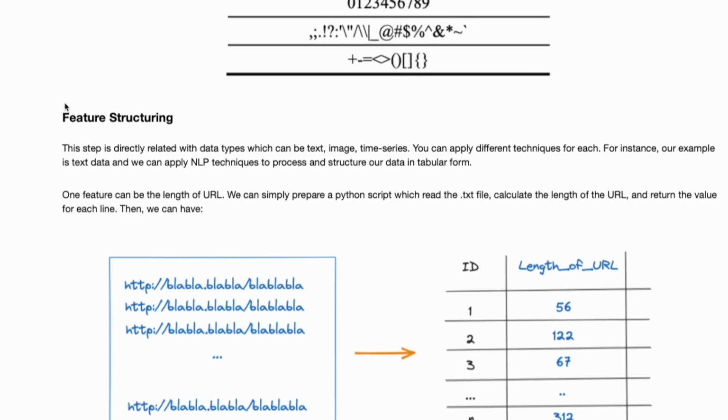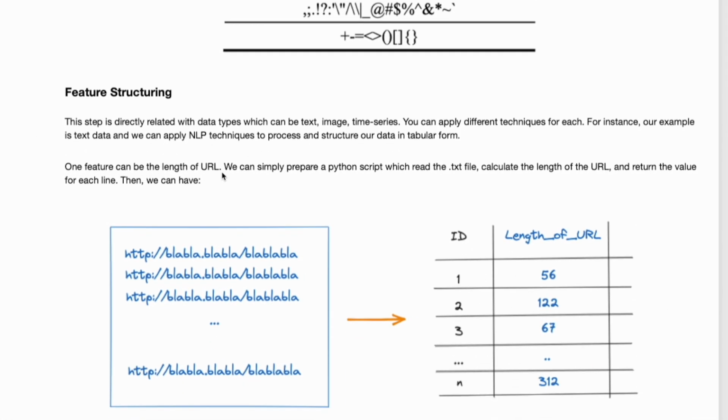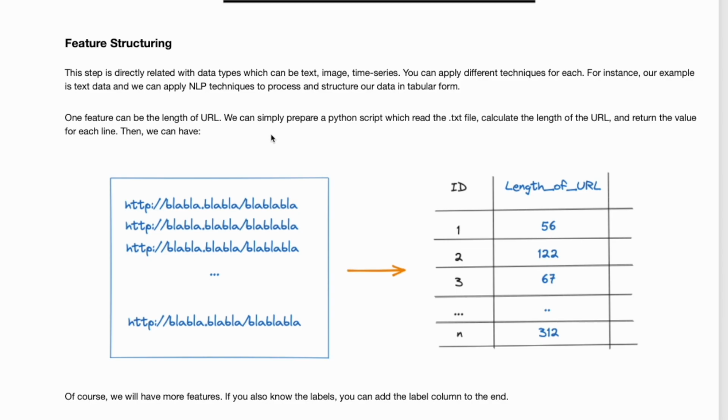Then the second step will be feature structuring. Again, as I said, if you have structured data, you don't need to apply this step, but usually, like in this example, we will have unstructured data. For example, think that you have a list of phishing and legitimate website URLs, and maybe you have only two text files, and in the text file you have these URLs, okay?